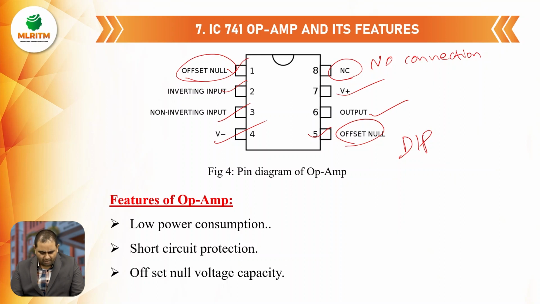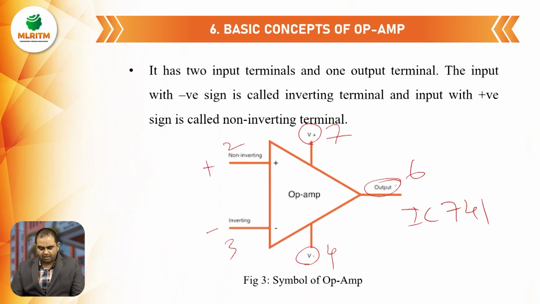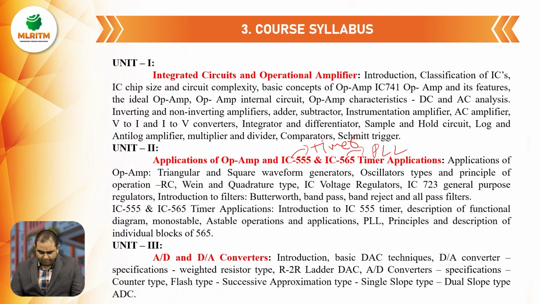Coming to a few features of the operational amplifier: the power consumption is very low, and short circuit protection will be there. Offset null voltage capacity will be there. We have already seen what offset null is. Again I am repeating, remember this: if we are not connecting any input and we are getting some values, those are called offset values. I am highlighting this word because in the first unit we have DC and AC characteristics of the operational amplifier. There we will study this offset null concept again.